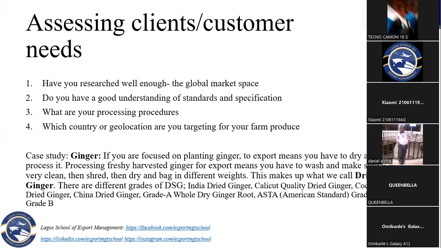So for dried split ginger, for instance, there are different grades. The popular grade that we use in Nigeria for export of dried split ginger is ASTA grade. So we call it ASTA grade A, and there's ASTA grade B. The difference between ASTA grade A and ASTA grade B is just how fine and how unique it is. So ASTA means American Standard. There are several other grades for different countries when it comes to dried split ginger.